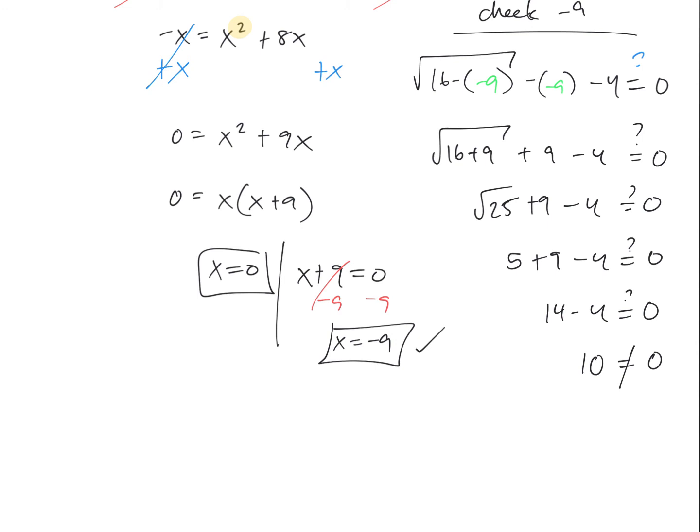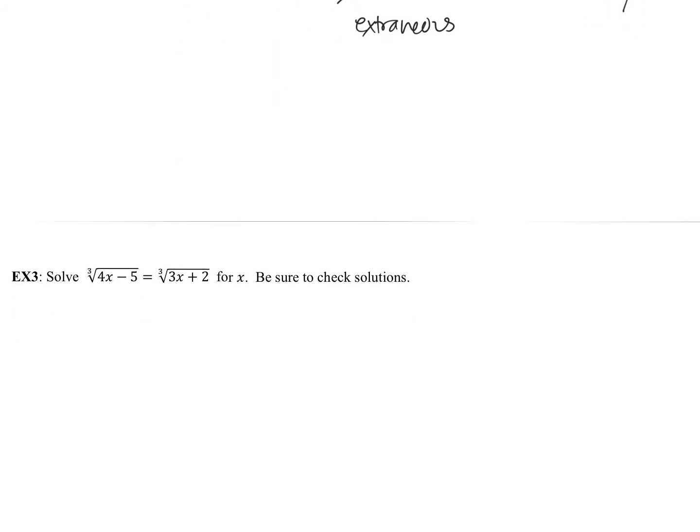So, the square root of negative 9 does not check out, but 0 checked out. I don't know why there's a check mark next to negative 9. Okay, so there we go. This would be extraneous. It does not work. Okay, so let's move on and check out the next problem.